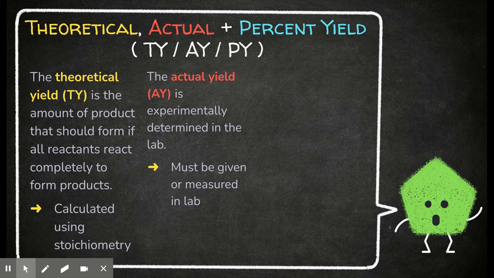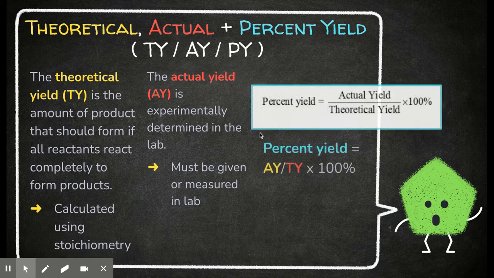And so your actual yield has to be experimentally determined in lab. It's specific to one experiment. And it must be given or measured in some way. It's not something you can theoretically calculate. Okay? And so when we compare the two, we're looking at percent yield. And percent yield is a really useful measurement, especially when you're thinking about how well you've done an experiment.